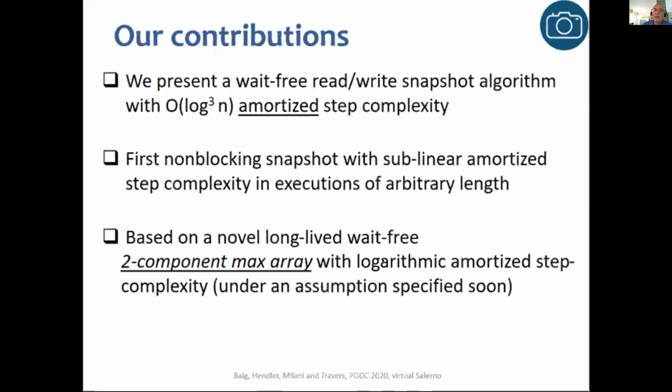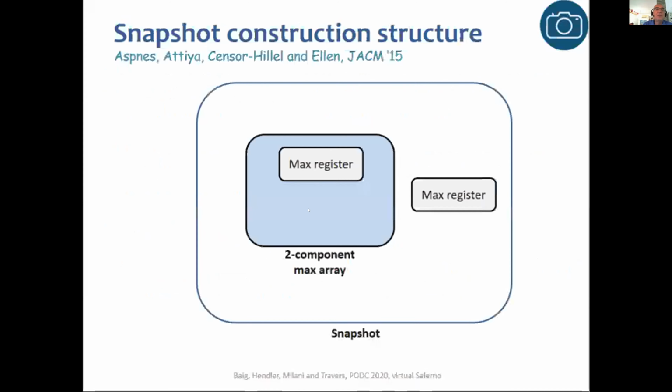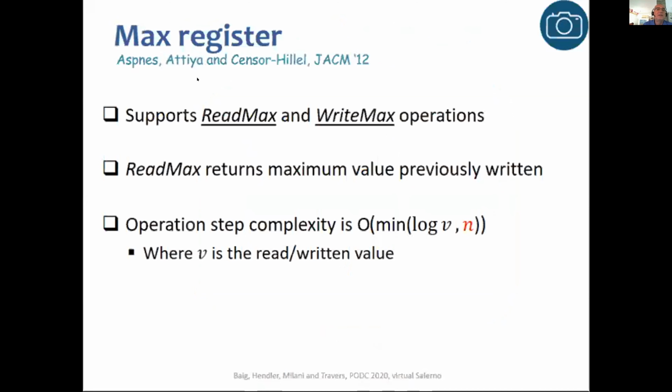We do so by implementing a new two-component max array. So what I'll do next, I will describe what a two-component max array is, but before that, let's see the high-level construction of the snapshot algorithm of Aspnes et al. It is based on two objects. One of them is the max register, and the other is a two-component max array, which by itself also incorporates a max register. So now I need to explain to you what these two objects are.